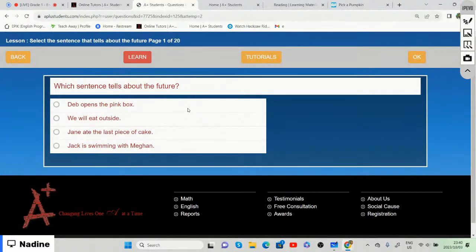All right, and this tells us about the future. We can then say we will eat outside, right? So that can either be later, it can be tomorrow, it can be next week, but we will eat outside.